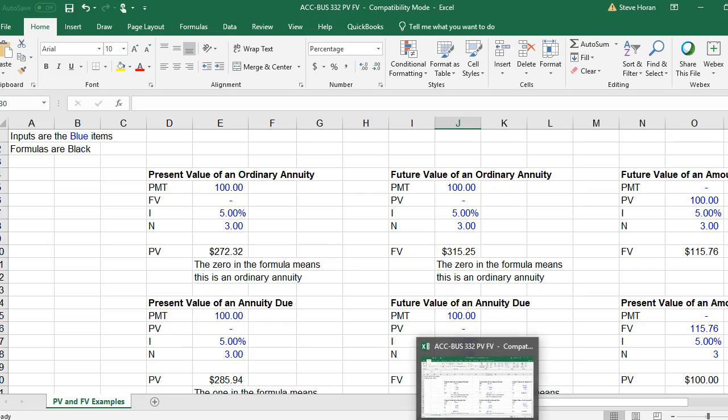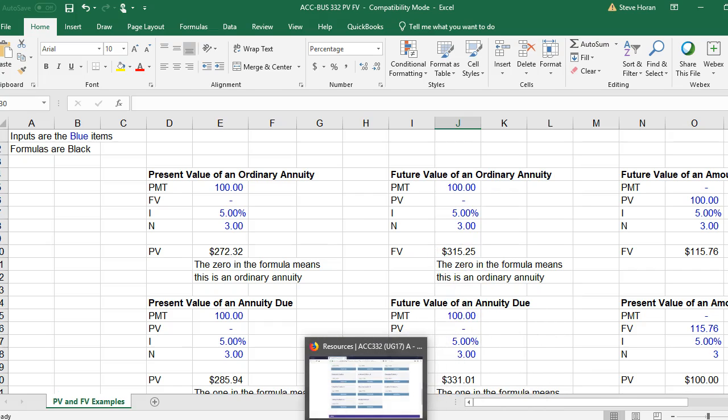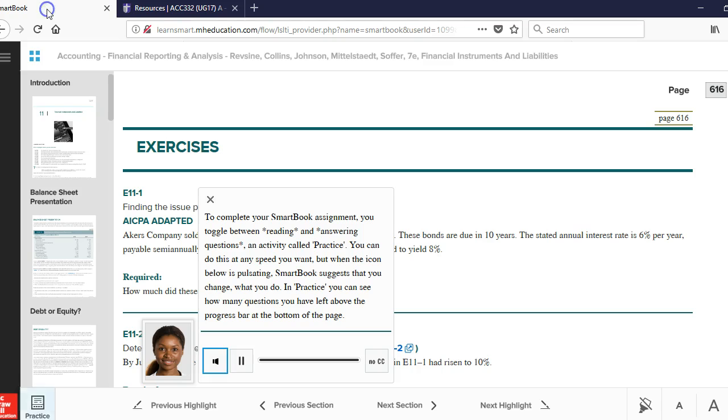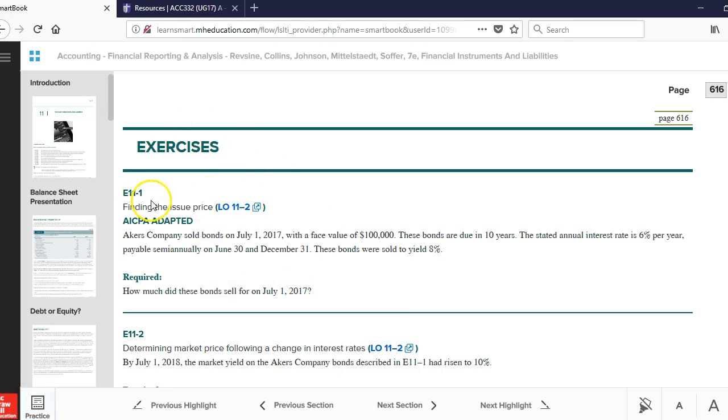So I'm going to go back to the book, and I've got the ebook open right here. I'm just on page 616, exercises 11-1, and you can see the first one we'll take a look at. I'm just going to cover the problems that I could not cover in the classroom because I needed that Excel file to use, and it wasn't available to me because my.usf was down.